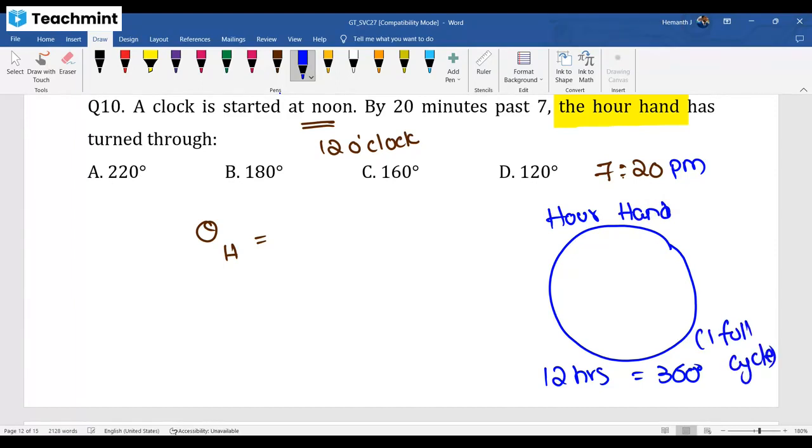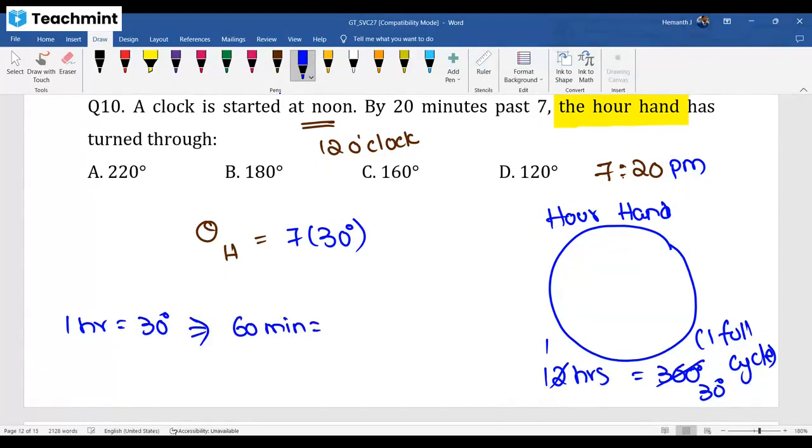Then 1 hour is 30 degrees, right? So 7 hours means 7 into 30 degrees, which is 210. Wait. Now 1 hour means 60 minutes, and 60 minutes is 30 degrees. You have 20 minutes here. This is 7 hours, okay. Still 20 minutes is there. For the 20 minutes, you know at 7 o'clock our hand is at 7, but at 7:20 our hand is not at 7. It's slightly moving away from 7. That moment only I'm calculating now. So if you divide by 3, 10 degrees here. So plus 10, you got 220 as the answer.